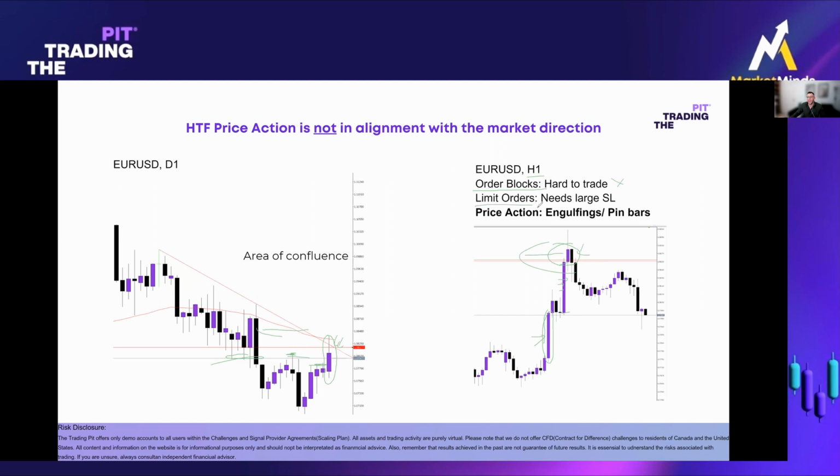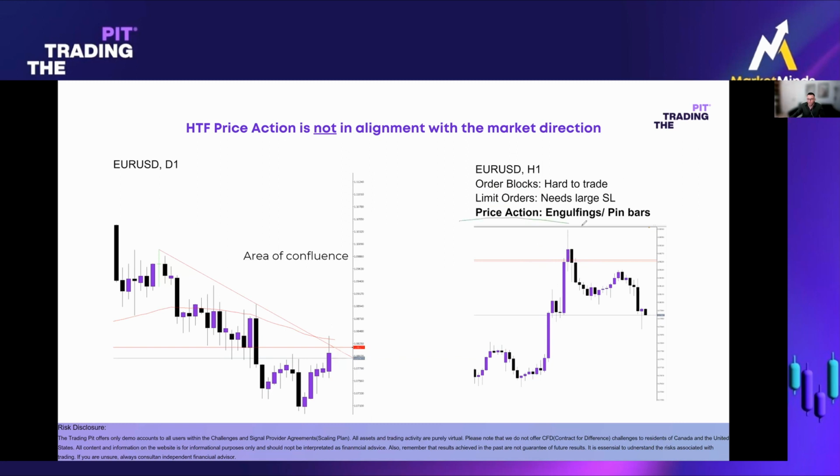If we have placed limit orders at this point here, we don't know if the market is going to go through, how high it's going to go, and if it's going to come back. So we need to see some kind of price action confirmation. Are you with me, guys? Do you understand it?